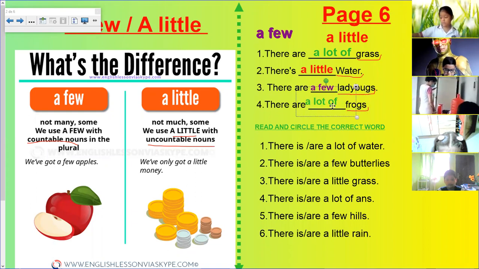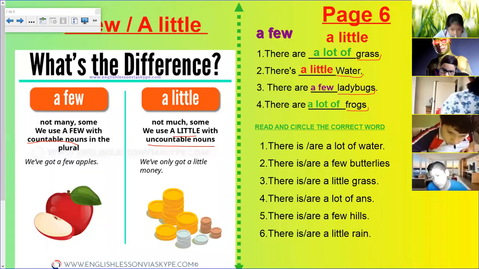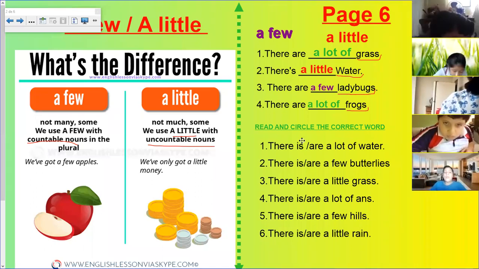Okay. Very good, Jamil. Thank you. Okay. There is a lot of grass. There is a lot of water. There is.